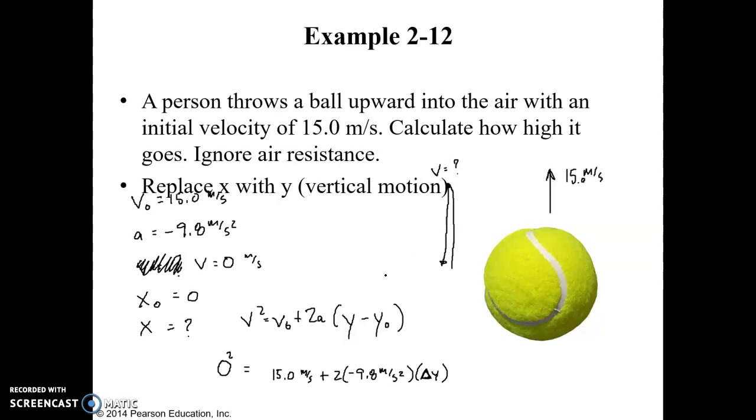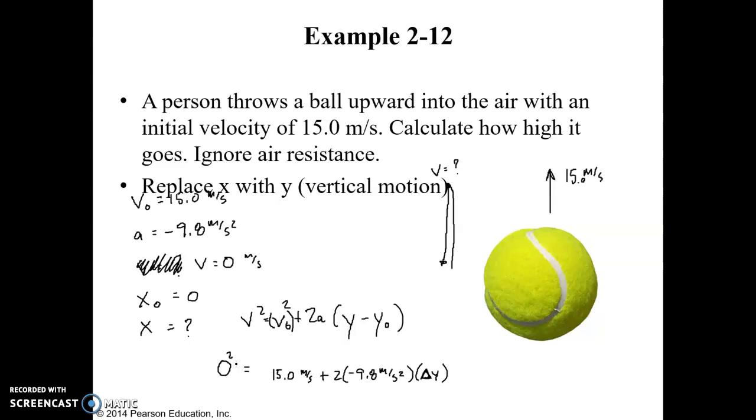Okay, welcome back. We are working on example 212 from the text, and I do have to fix a little mistake I had made when we started this problem in the previous video, and I wrote down this equation. I forgot to square this initial velocity term. This should be initial velocity squared plus 2a times y minus y naught.